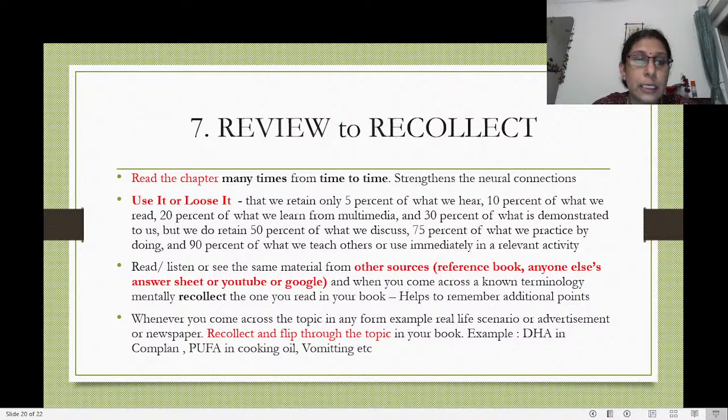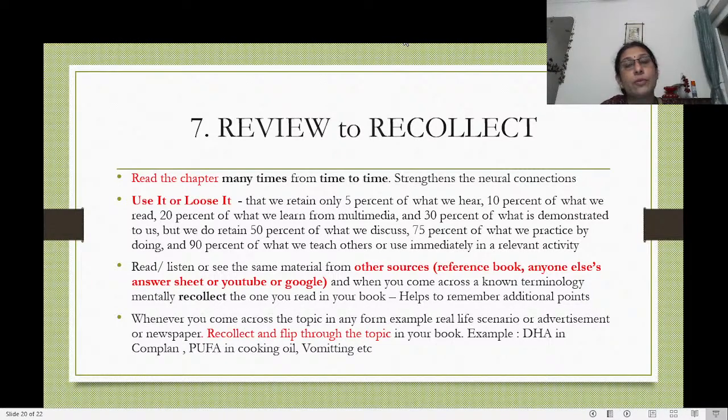Similarly, the PUFA. PUFA is again a term which you will find in many of the cooking oils, because it stands for polyunsaturated fatty acids, which are the good fatty acids or the healthy fats which help us to protect our health. So whenever you come across these things, go back and refer.